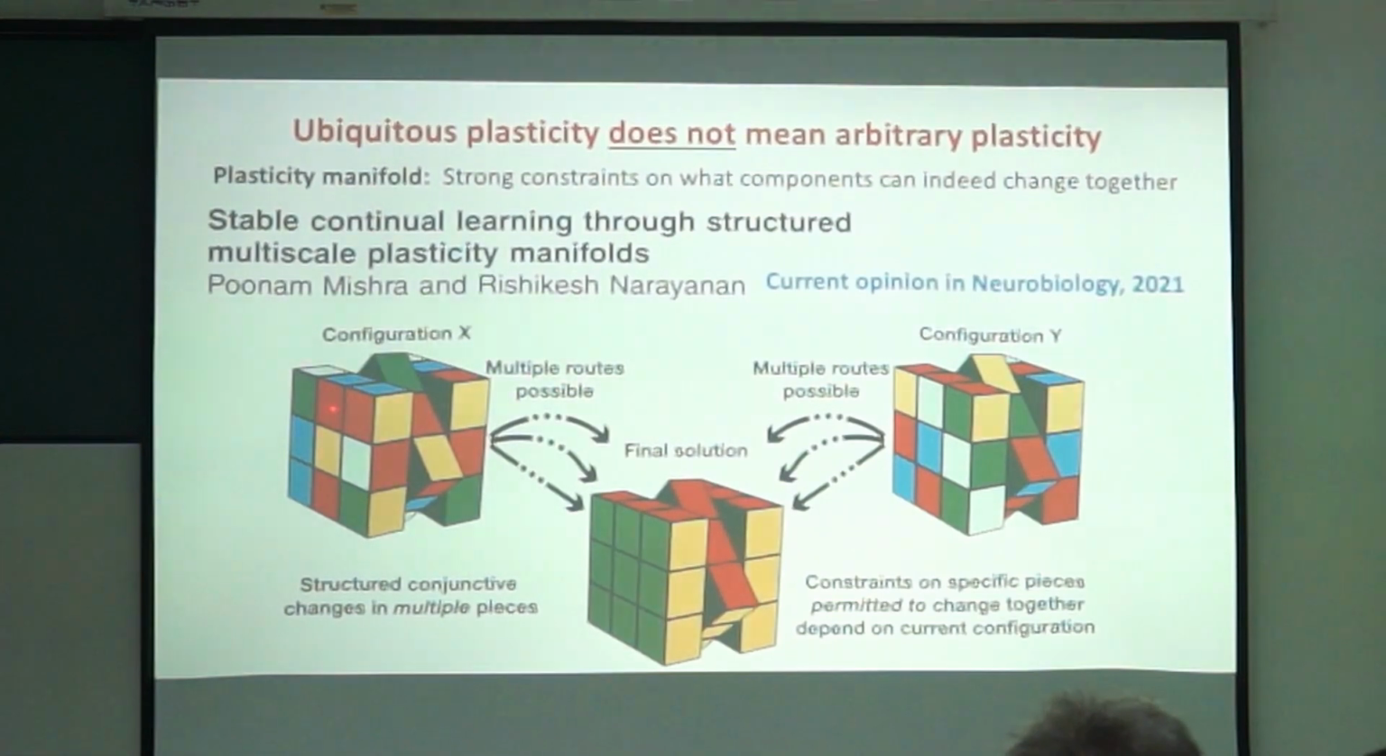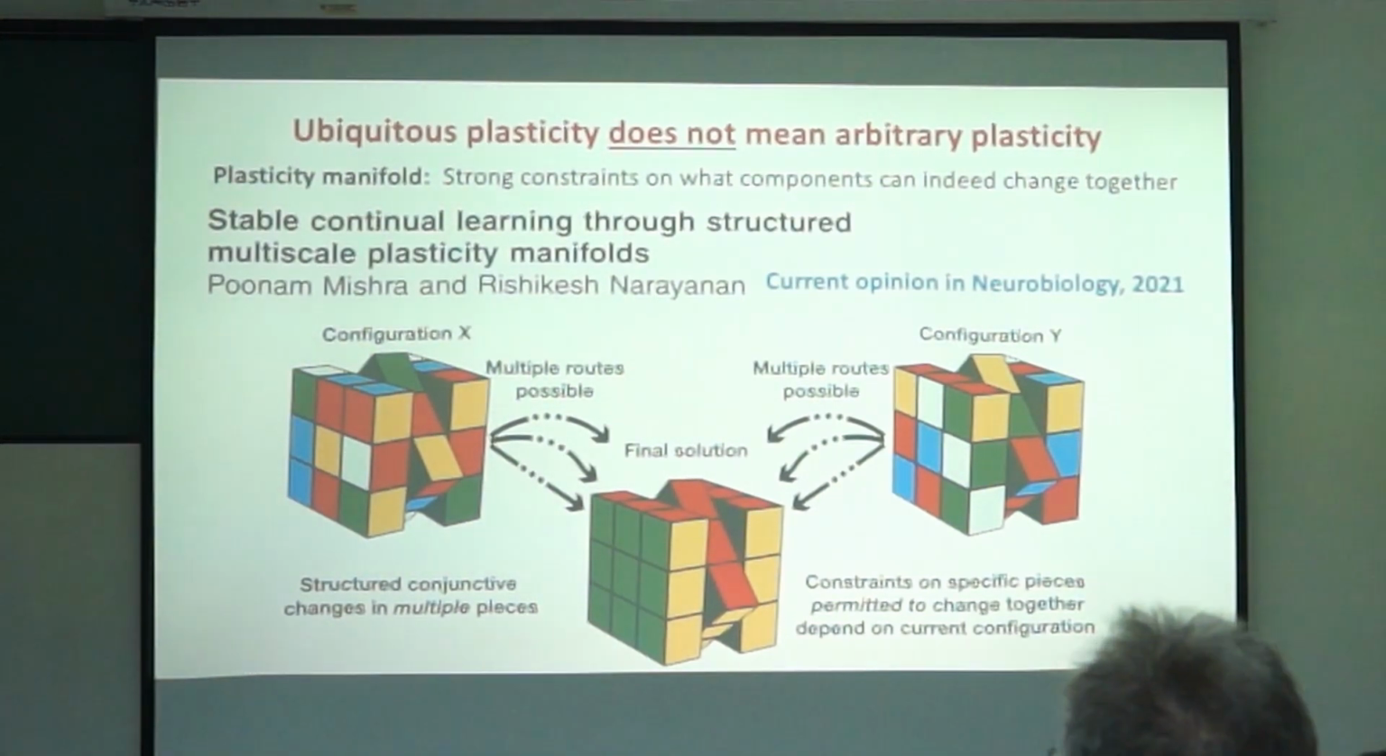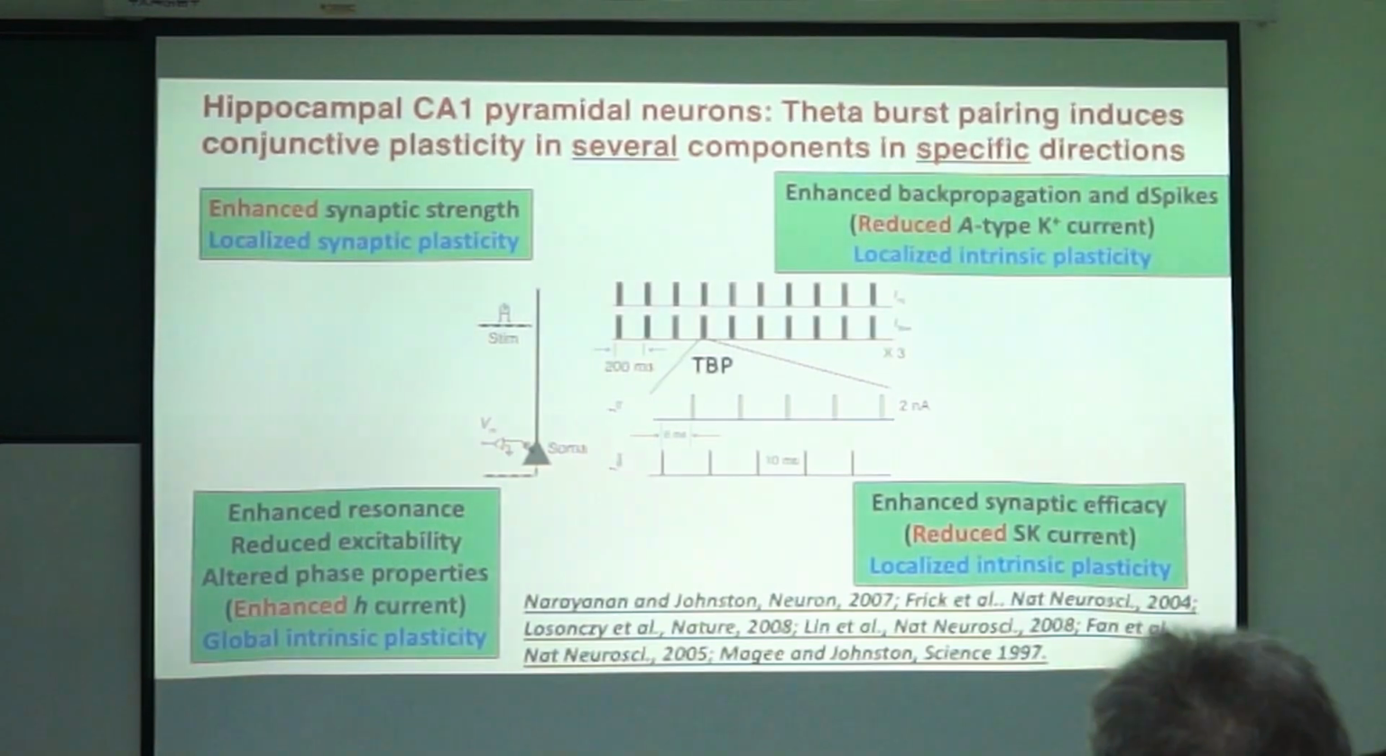In this configuration, you have specific constraints on these components that they have to change together. You can't have this and that changing together, for instance. You will have to move this entire face together, and therefore in this configuration, these are the components that can change together. In another configuration, there is another set of components that can change together. And for reaching over here, there is not one route for you to come from here to here. You can move different things and eventually reach this particular location. So there is strong structure in terms of which components change together, and there are several routes, which we call plasticity degeneracy, in terms of how you arrive at the final solution. I'll give you some examples.